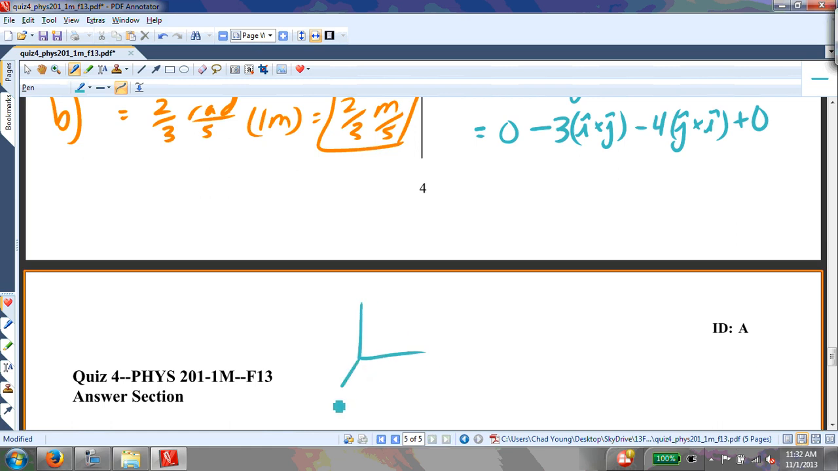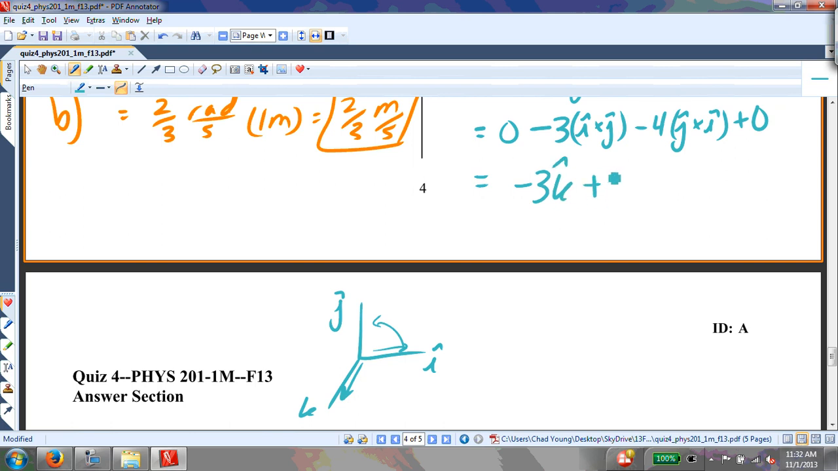You can use your right-hand rule. You probably know this, but if this is i, j, k, for i cross j, I let my fingers go in this direction. They fold towards the j direction, and then my thumb of my right hand points in the k direction, the positive k. So it's going to be negative 3k. And then j cross i is just the negative of that, so that's going to be plus 4k. So my net torque is going to be plus 1k newton meters. That's 1 newton meter in the positive z direction, or out of the page in this case. So as I said, you'll have a problem like that.